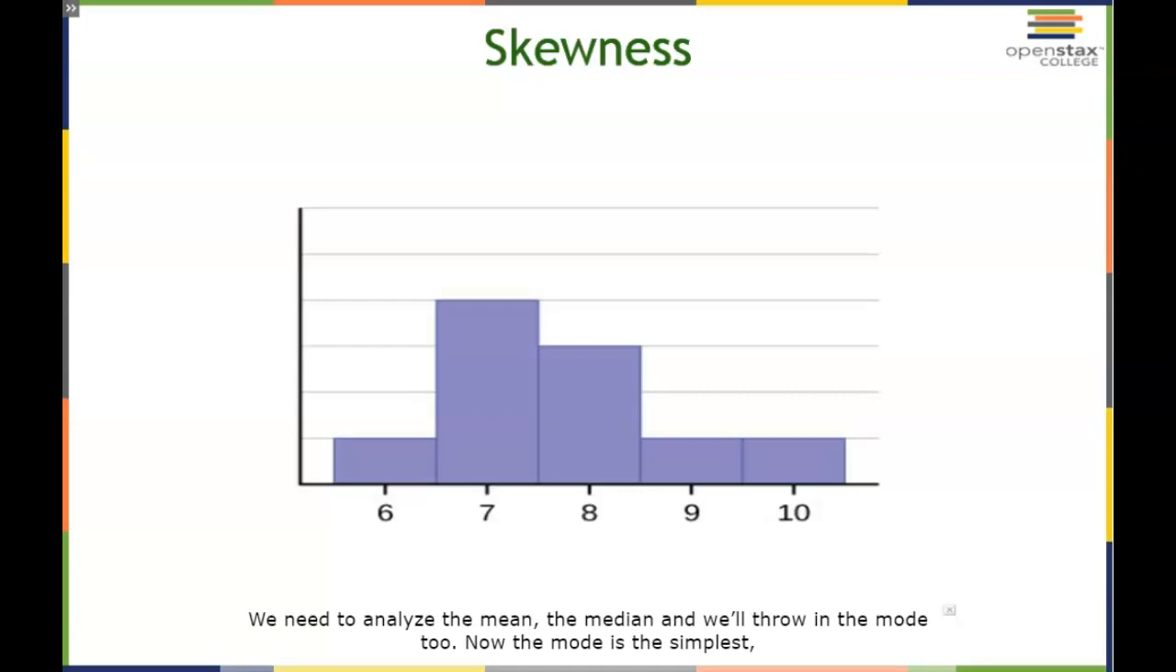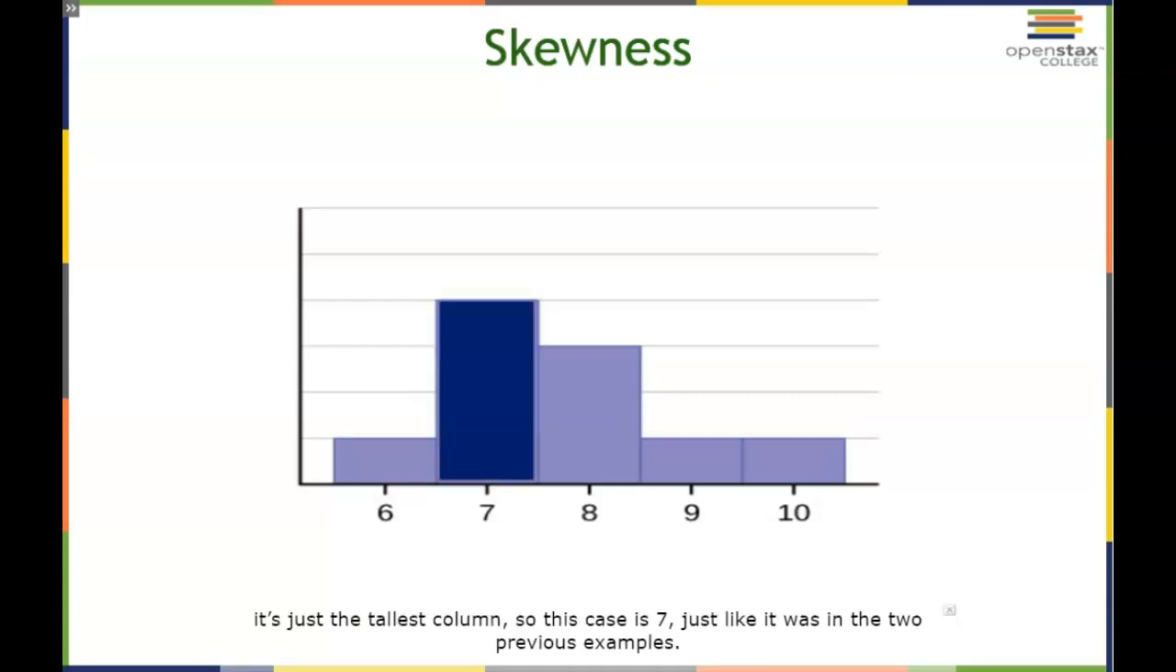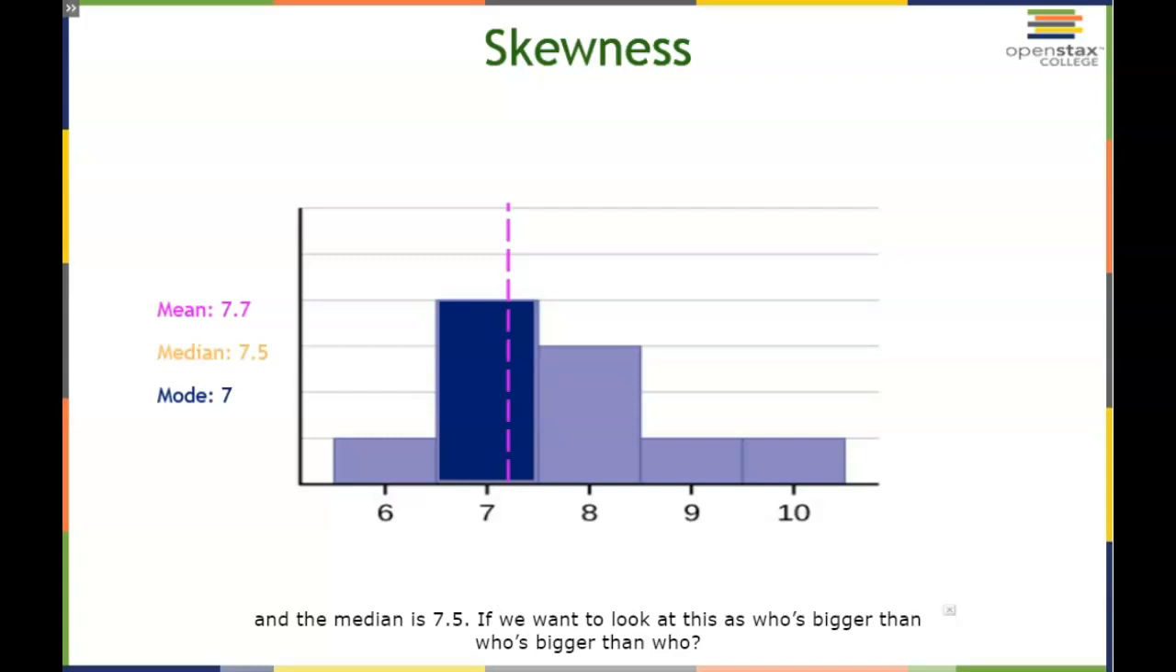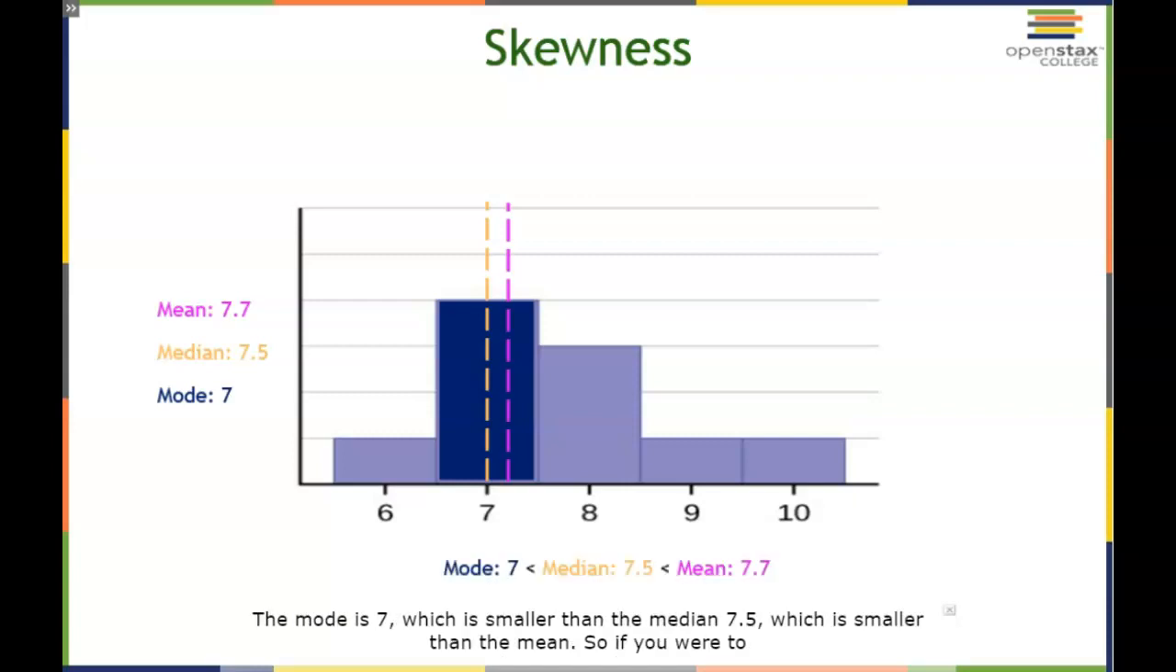We need to analyze the mean, the median, and we'll throw in the mode too. Now the mode is the simplest, it's just the tallest column. So in this case, it's 7, just like it was in the two previous examples. But I want to calculate the mean and the median. I calculate it, and the mean turns out to be 7.7, and the median is 7.5. If we want to look at who's bigger than who, the mode is 7, which is smaller than the median, 7.5, which is smaller than the mean.